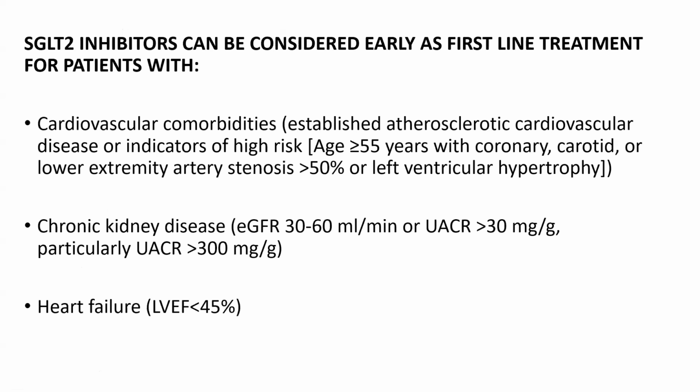The other thing is, in some patients, SGLT2 inhibitors, for example empagliflozin, can be considered early as first-line treatment. Those patients are the ones who have cardiovascular comorbidities, that is established atherosclerotic cardiovascular disease, or any indication of high CVD risk, or if a patient has chronic kidney disease with an eGFR between 30 to 60, or if a patient has heart failure with an ejection fraction of less than 45%. It is not a must to start these patients with an SGLT2 inhibitor, but it can be considered as first-line treatment.